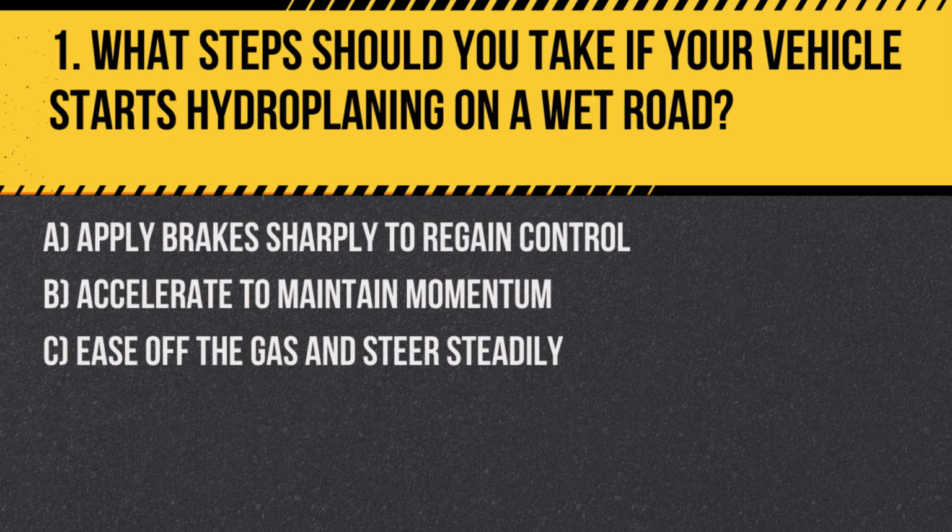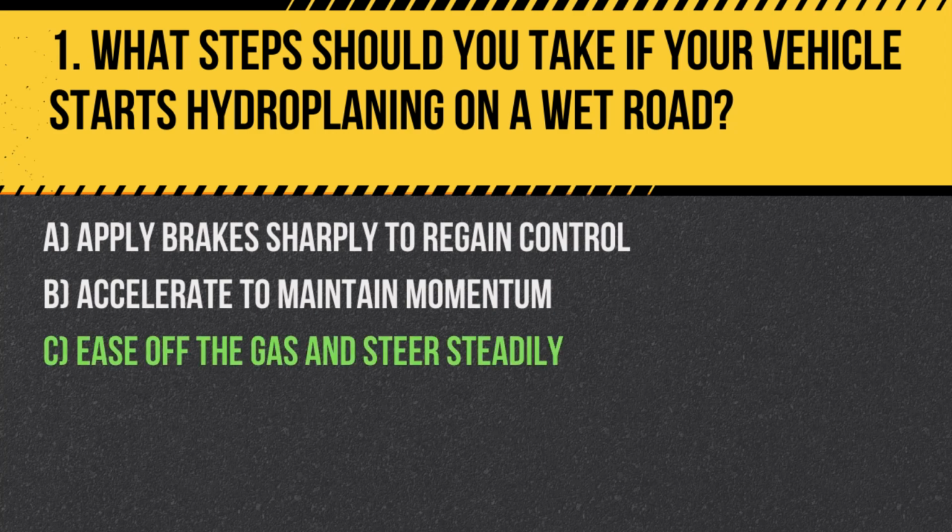Question 1. What steps should you take if your vehicle starts hydroplaning on a wet road? A. Apply brakes sharply to regain control. B. Accelerate to maintain momentum. C. Ease off the gas and steer steadily.